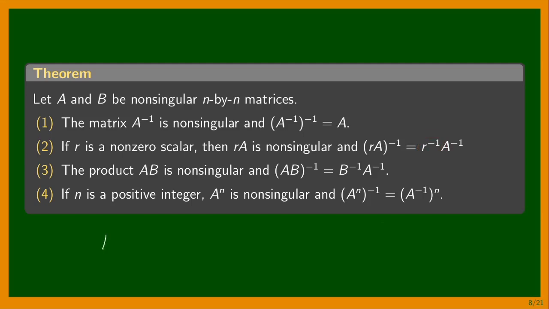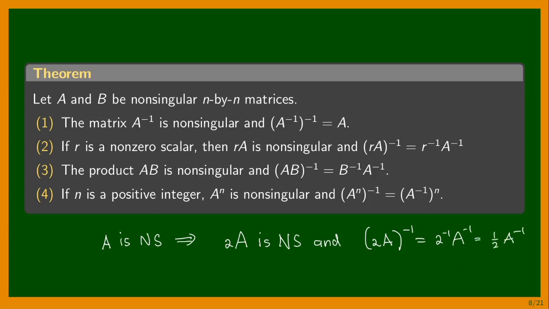For example, if A is non-singular, then we can say that the matrix 2 times A is also non-singular, and its inverse is going to be 2 inverse times A inverse, or you can write it as 1/2 times A inverse. However, A inverse, as I have already mentioned before, cannot be written as 1 over A, so be careful about that. The reason for this is the fact that when you multiply RA with R inverse times A inverse, using properties of matrix multiplication, these two scalars combine.